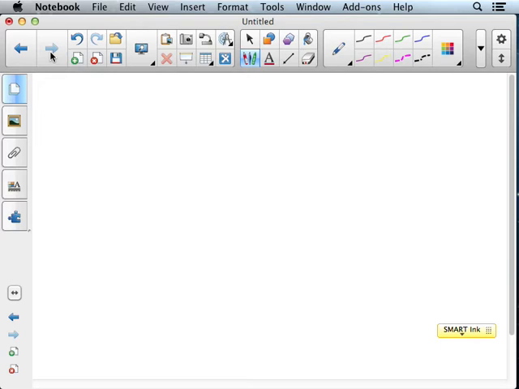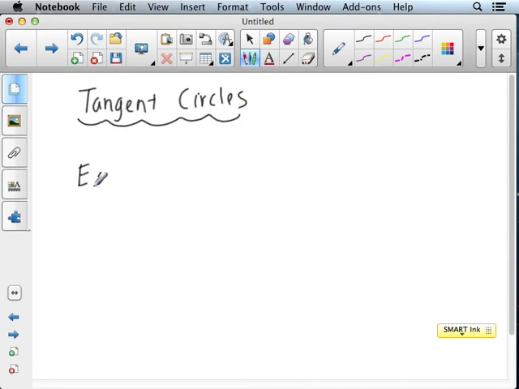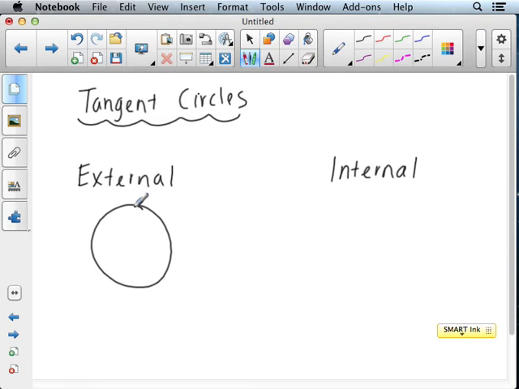Next thing is tangent circles. And we have externally tangent and internally tangent circles. The same idea. External and internal. And this is kind of self-explanatory. So here's an externally tangent. They share only one point. And this would be called the point of tangency.